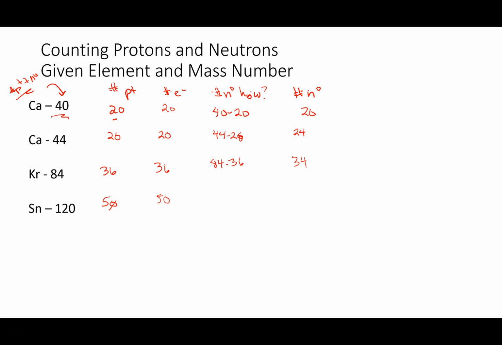So Hannah, how are we going to go about calculating neutrons? 120 minus 50. And then Kate, how many neutrons do we got? I'm going with 70. Perfect.